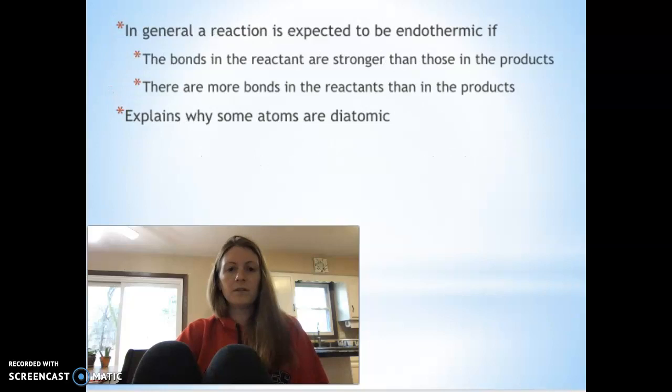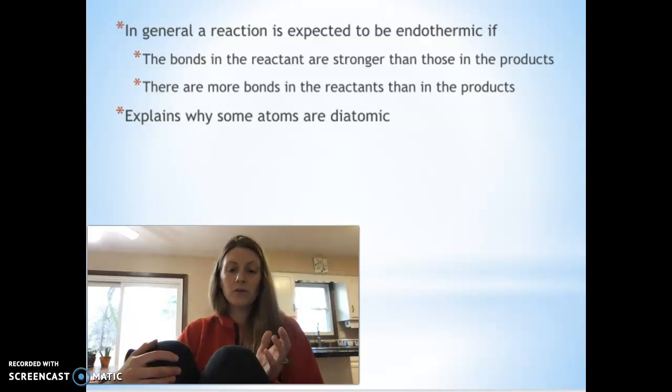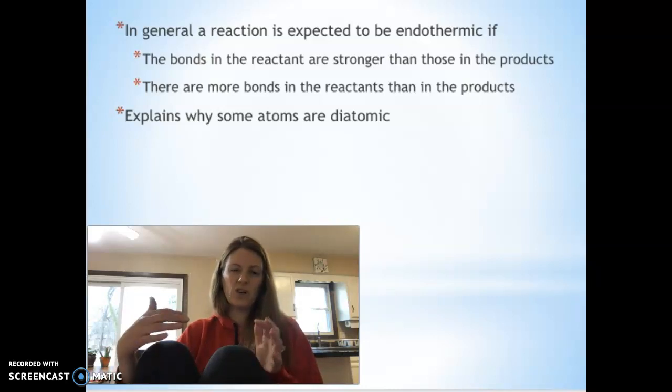In general, a reaction is expected to be endothermic if the bonds in the reactants are stronger than those in the products, and if there are more bonds in the reactants than in the products, which means they have to absorb more energy to break those stronger or more numerous bonds. This explains why some atoms are diatomic, like O2 or H2, all those ones that we've circled on your periodic table. It's because they're more stable and require more energy to be separated. They're stronger together.